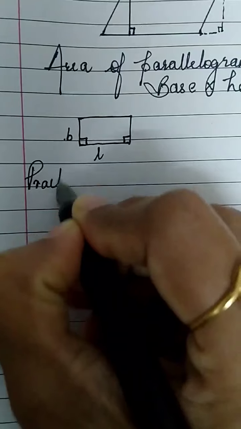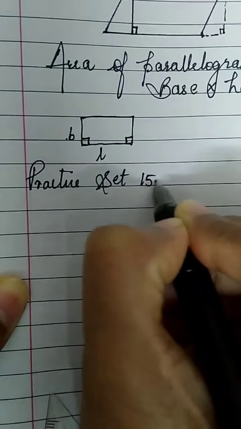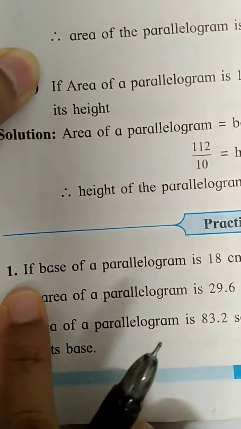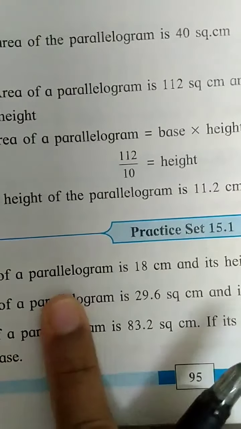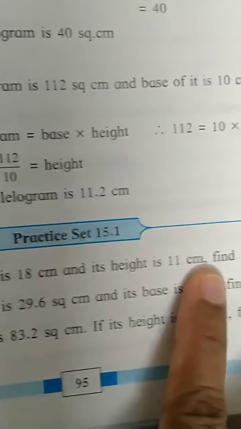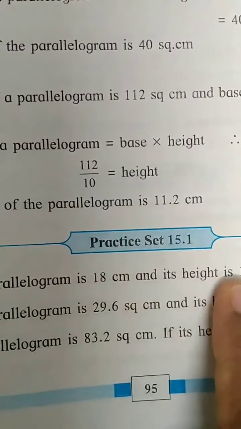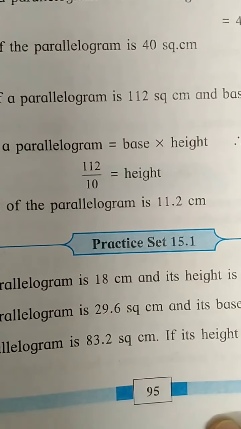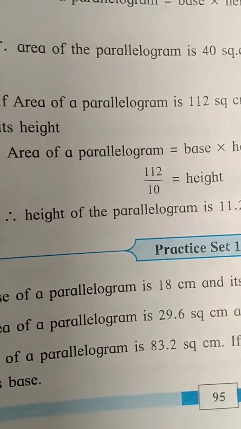Practice set 15.1. Read the first question. The first question given is, if base of a parallelogram is 18 centimeter and its height is 11 centimeter, find its area. Base is given, height is given. Find area. Isn't it so simple? You know the formula. Area of parallelogram is base into height. Multiply and get the area.